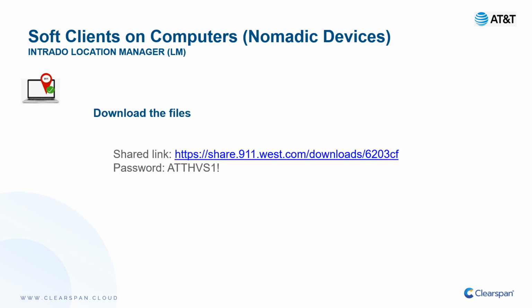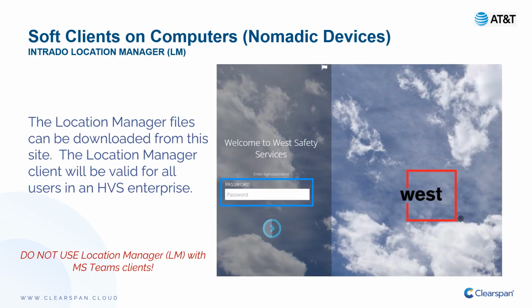Intra has created a common link and a password that allows all HVS enterprises to download the files for Location Manager. After the download, unique enterprise ERS credentials will be required to complete the end-user installation. The Location Manager files can be downloaded from this site. The Location Manager client will be valid for all users in the HVS enterprise. It is important to know that the Location Manager should never be used with Microsoft Teams clients.